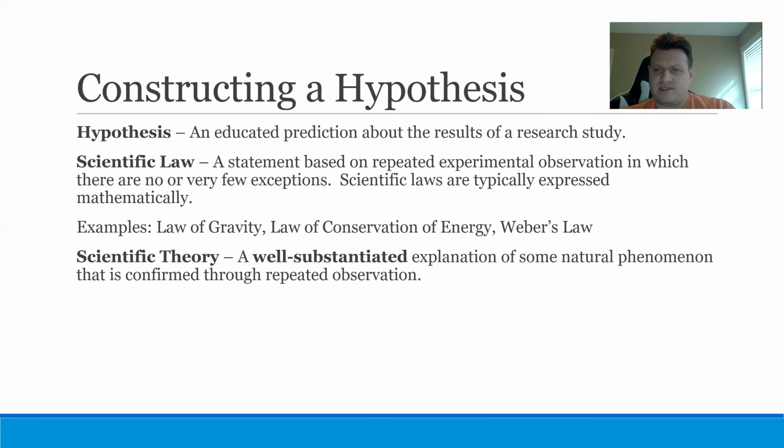Let's talk about what a scientific theory is. A scientific theory is a well-substantiated explanation of some natural phenomena. Okay, we typically use the word theory incorrectly in our everyday life. We think of something as, it's just a theory. All right, it's not anything important, it's just a guess. But that's not what a theory actually is in science. Okay, a theory has to be established by multiple observations, multiple experiments.